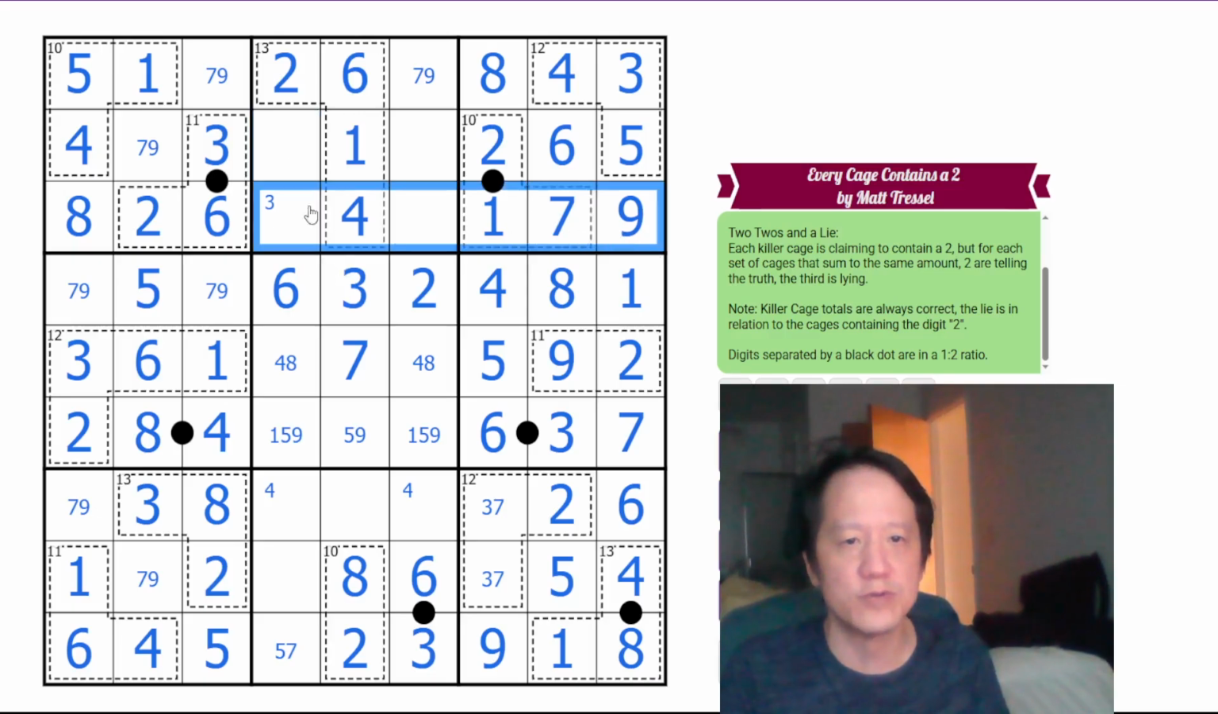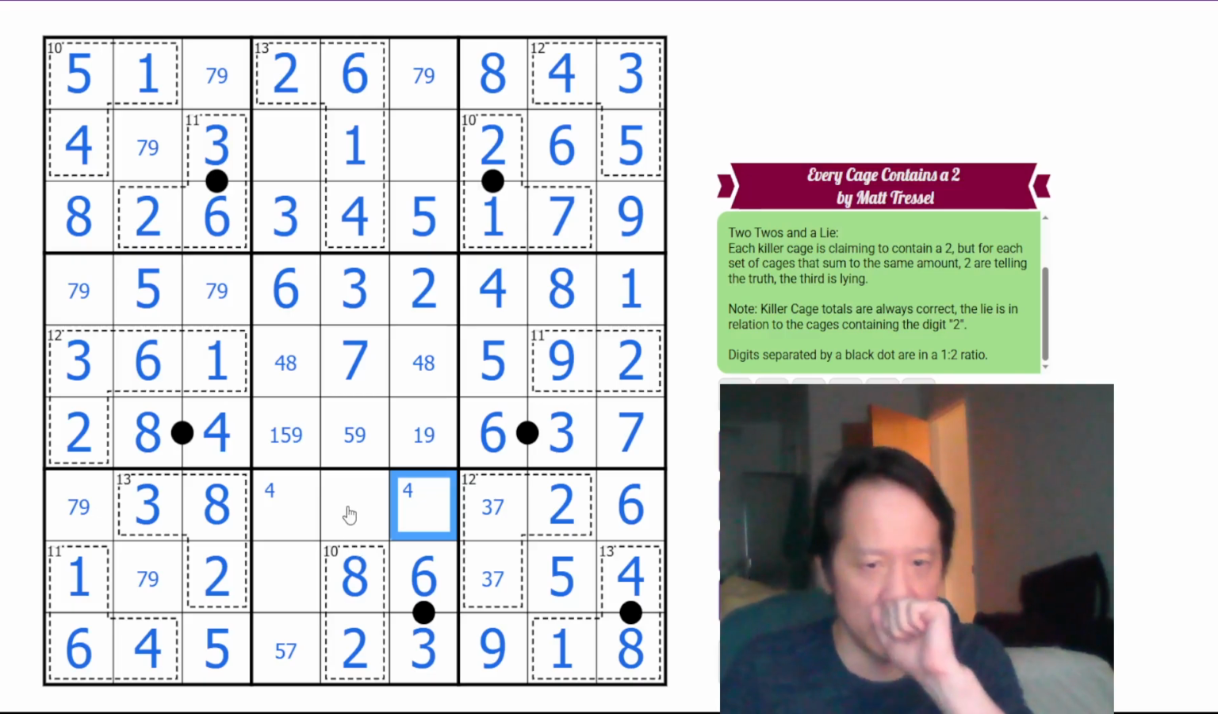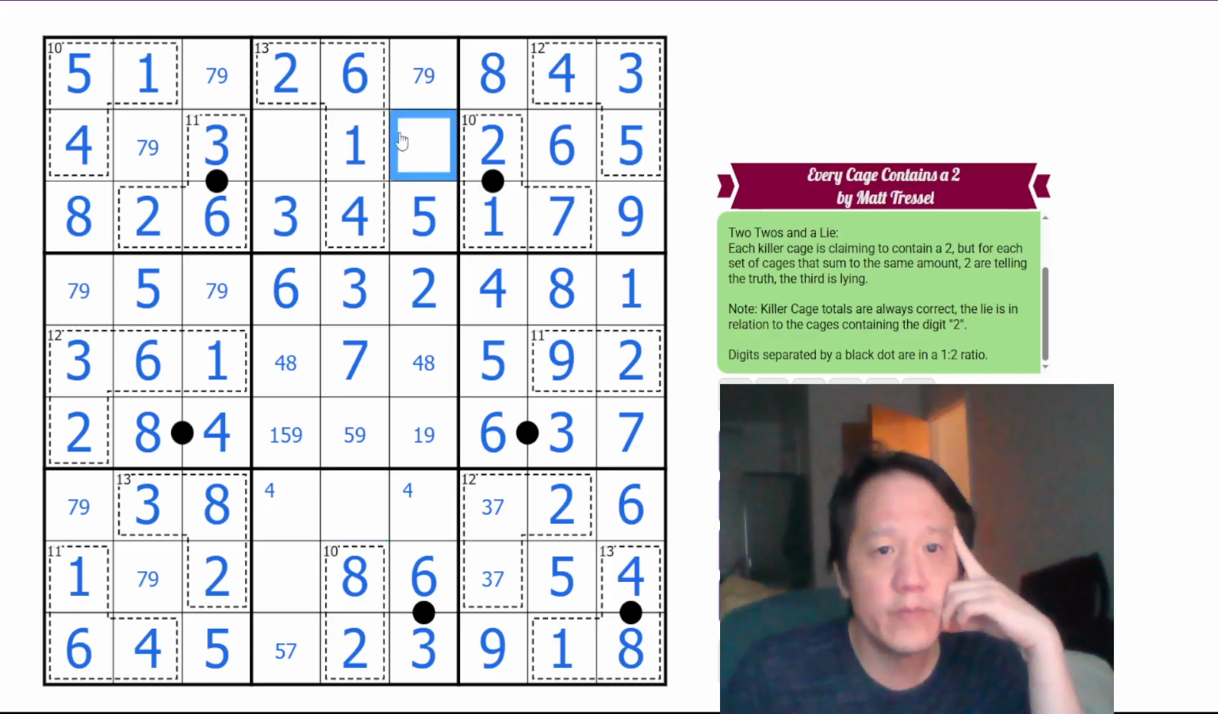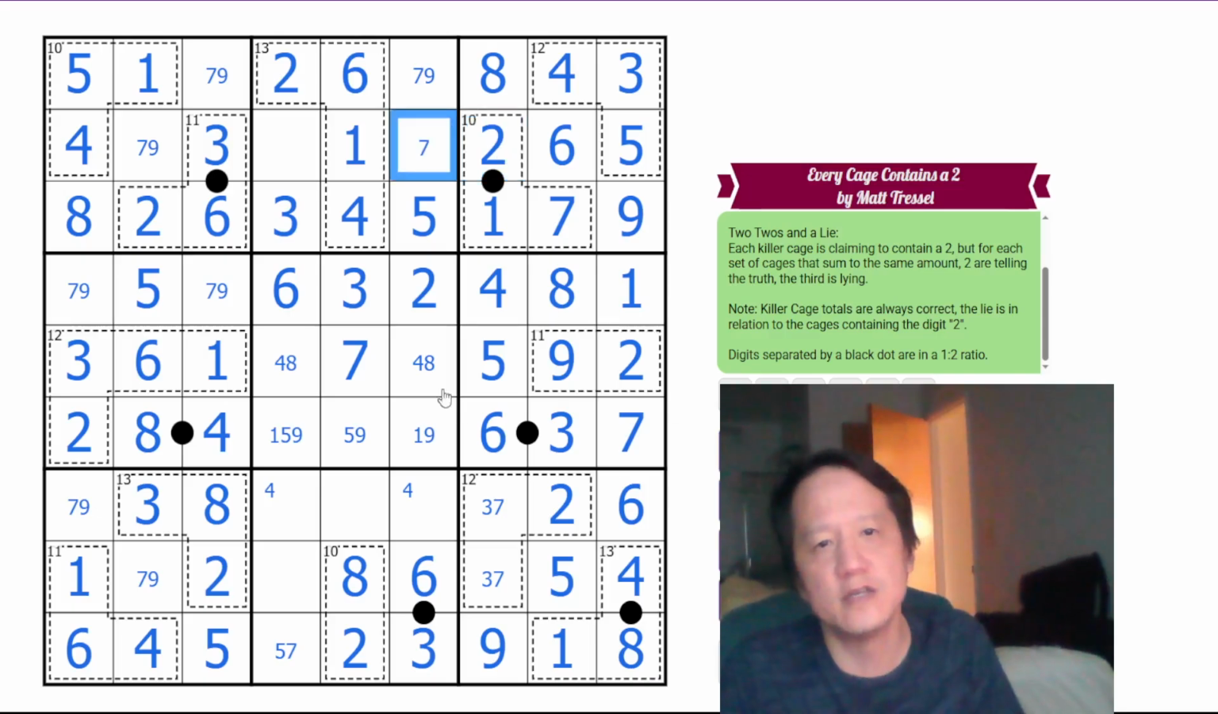Where's the 3 in row 3? It has to be here. That makes this a 5. This can't be 5 anymore. Remaining digits in row 2 are 7, 8, and 9.